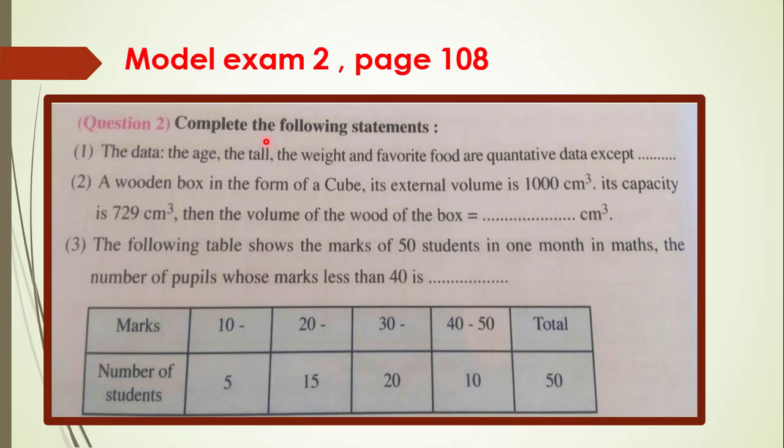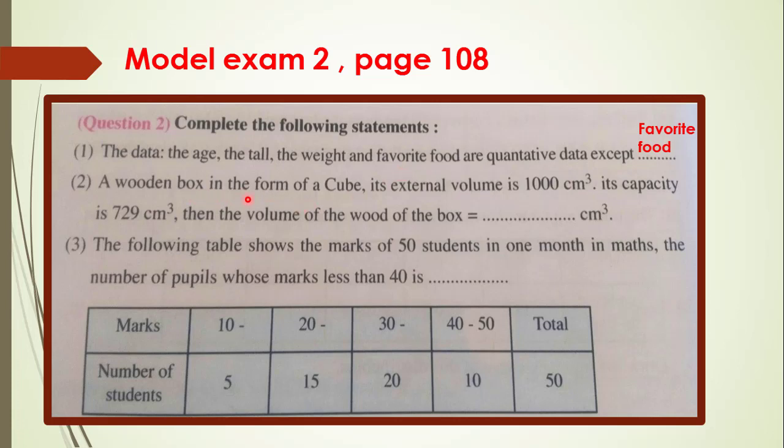Question number 2, complete the following statements. The data age, tall, weight, favorite food are quantitative data except. All these data are quantitative data except. Quantitative means we express it as numbers. All those data are expressed as a number except, yes, of course, favorite food.